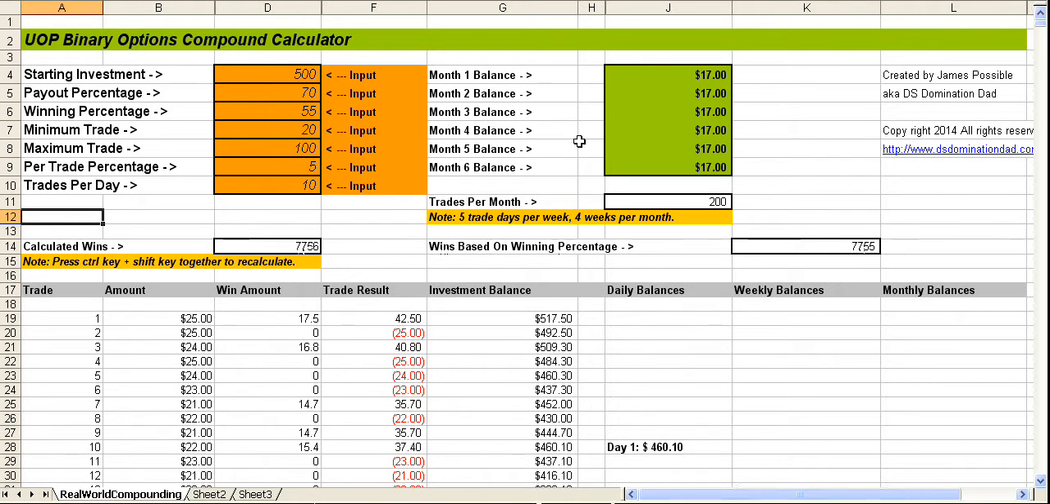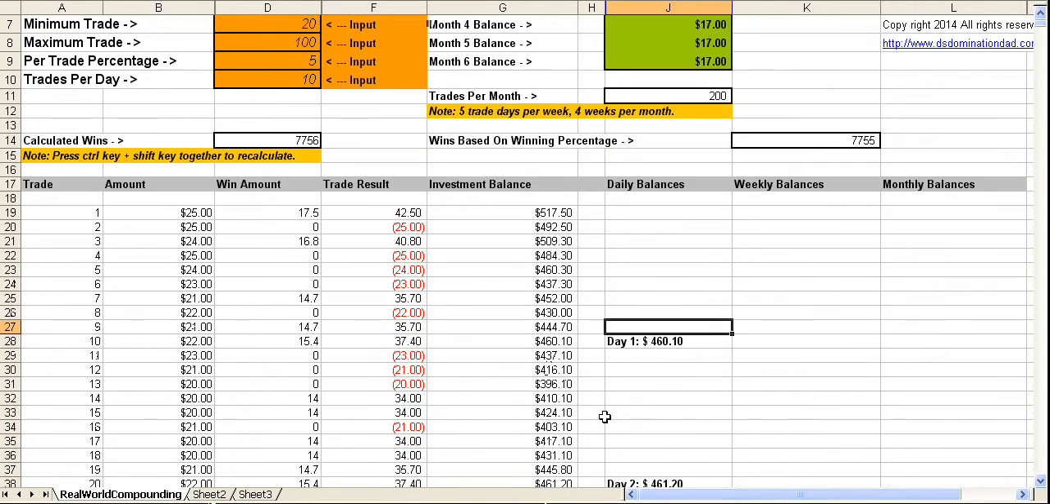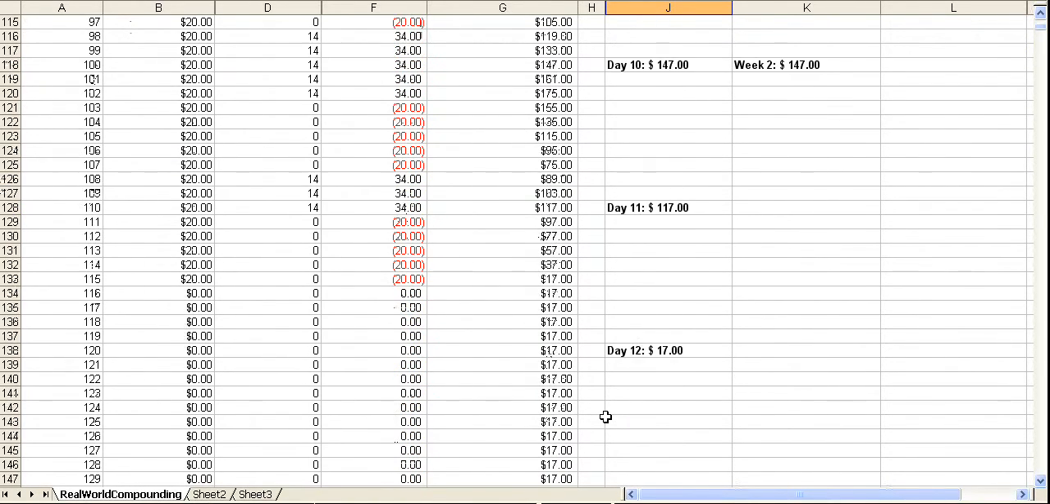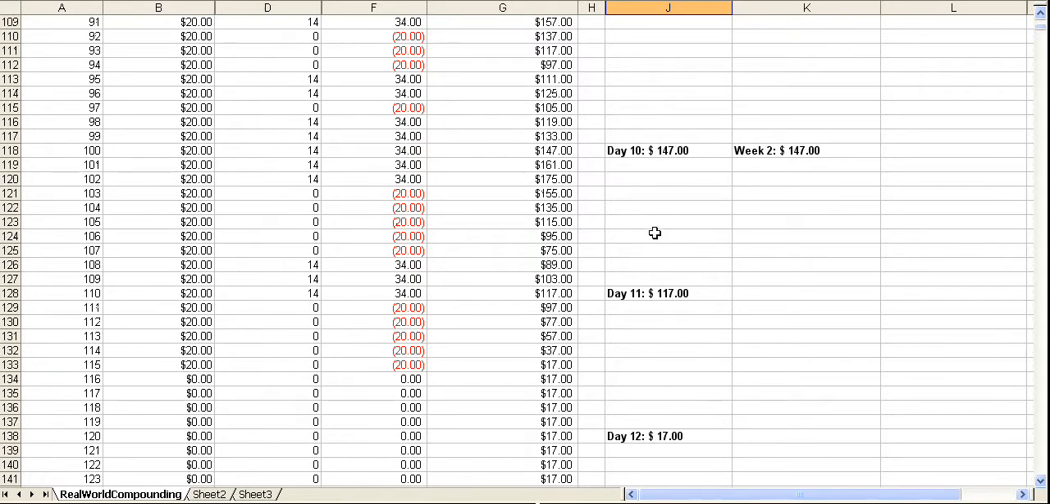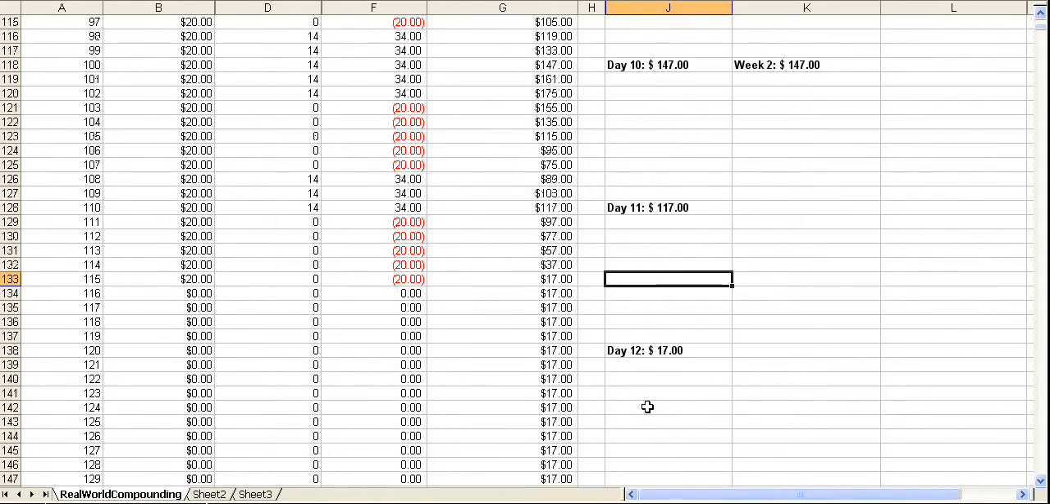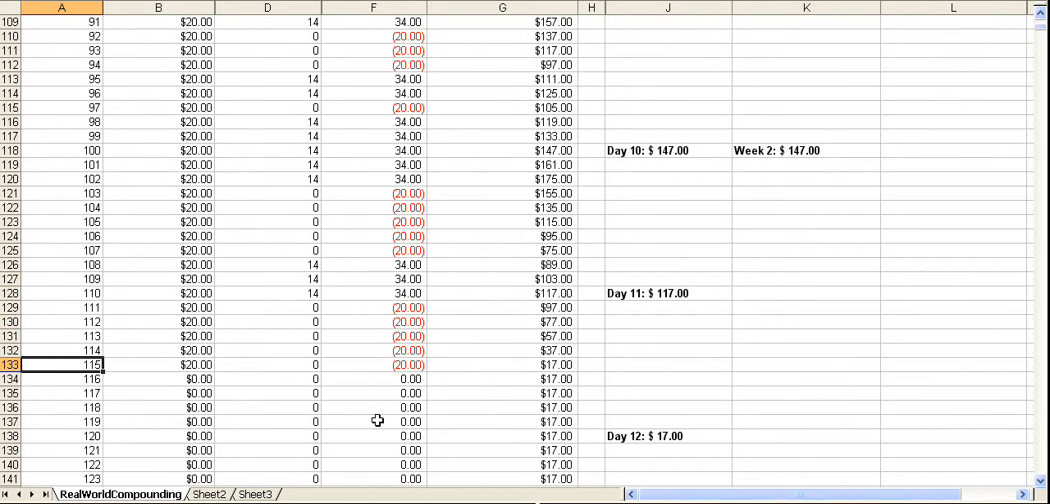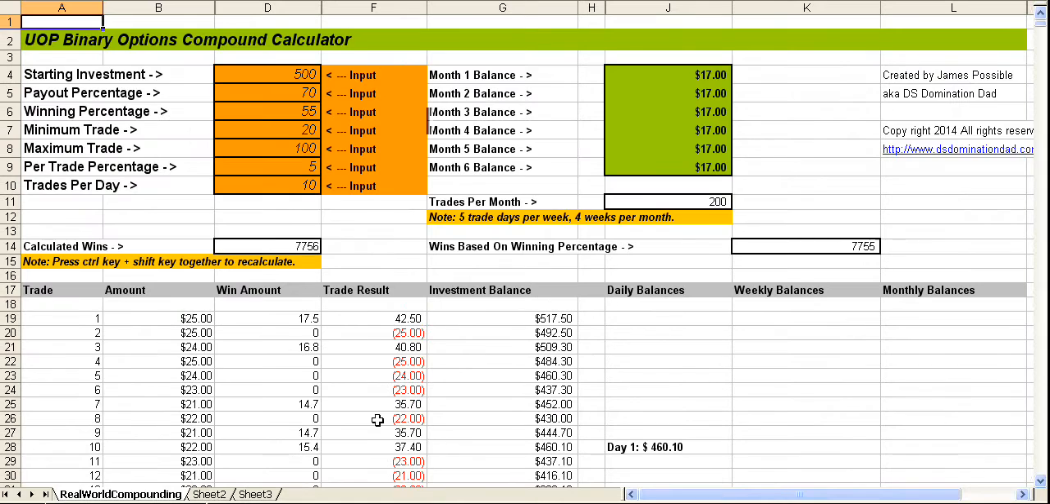7756, 7755, and look at our monthly balances. We're still losing. In this case, by month 1, we're out of the money. We don't have any money to trade. Let's see what day. Looks like day 12. By day 12, our account is broke. So let's see, approximately 115 trades into the program, the bank is broke.